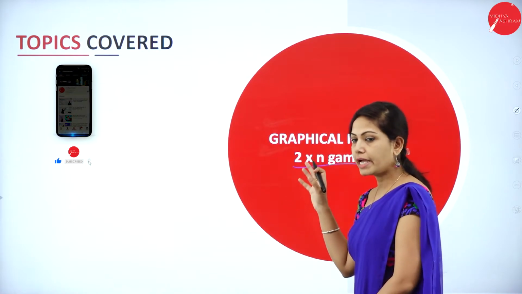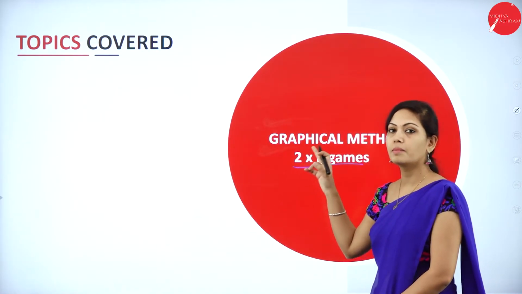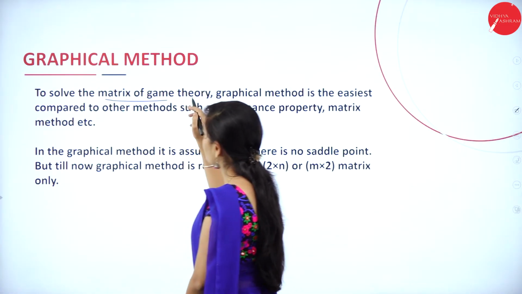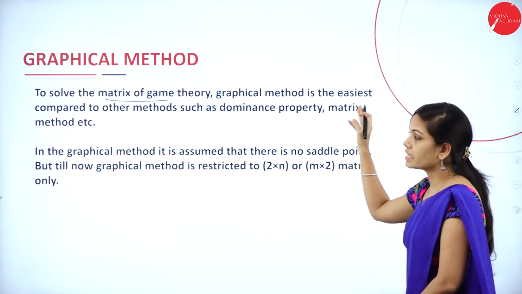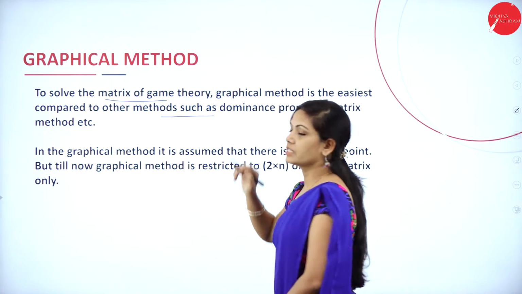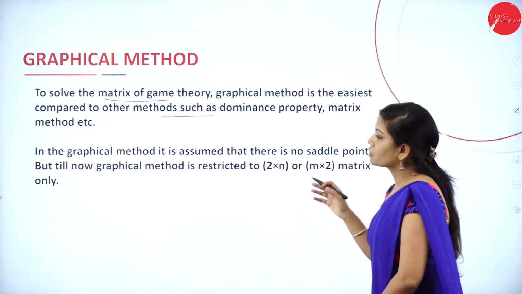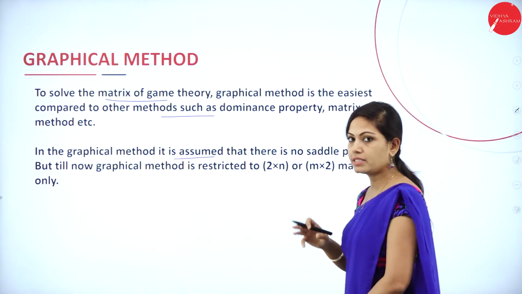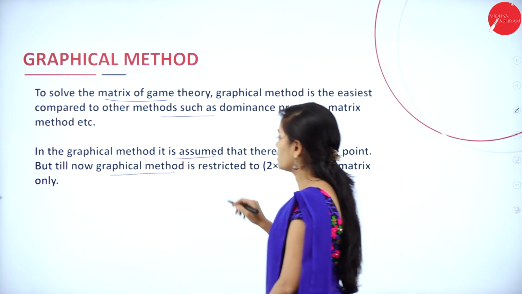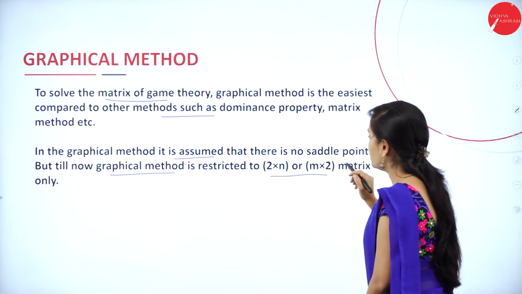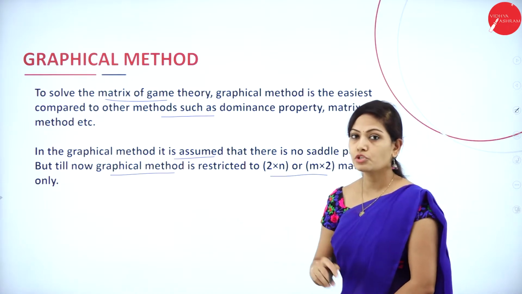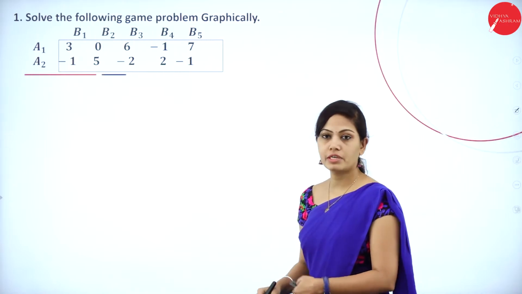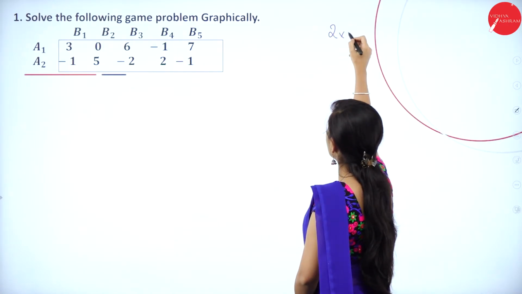So if you do not get the saddle point, we can solve this by the graphical method. What is the role of the graphical method? To solve the matrix of game theory, the graphical method is the easiest compared to other methods such as dominance and matrix method. In this graphical method, it is assumed that there is no saddle point. Till now the graphical method is restricted to 2×n and m×2 matrices only, so it reduces the complex steps. Clear? So we are applying this graphical method for 2×n games.